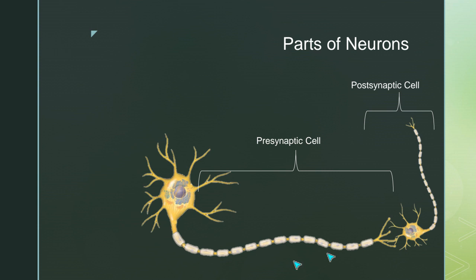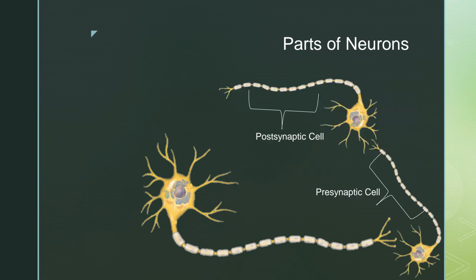So if we were to add on another cell into our chain, we would now be referring to this one as the presynaptic cell and this one as the postsynaptic cell. So as you can see, it just depends on where the cell is at in the chain of events, whether it is sending the action potential or whether it is absorbing the neurotransmitters.